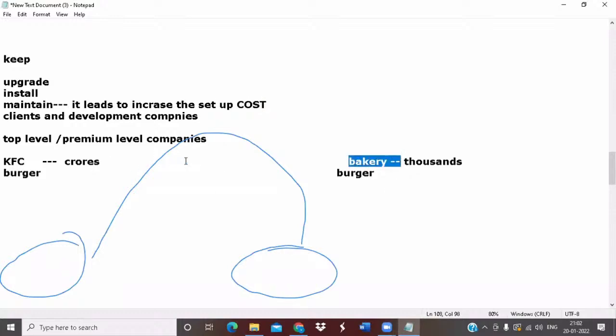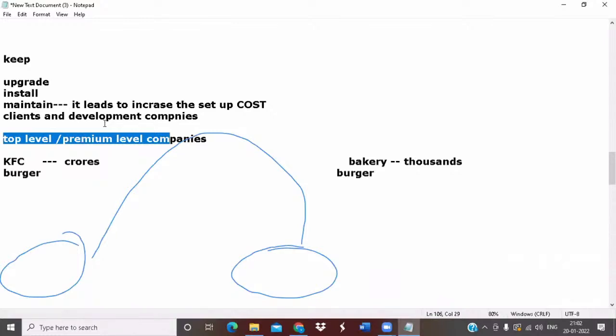According to this example, what you understand is that only top level or premium level companies are using software applications in their business, but not small companies. All of you understand this example, everyone? Am I clear? Yes, sir. So tell me, if you decrease the cost, do customers automatically increase or not? Simple business funda.